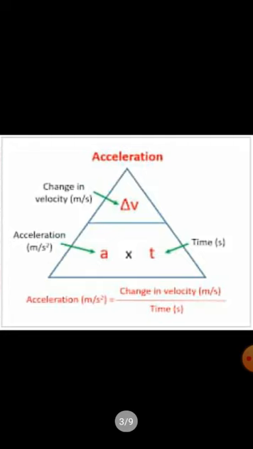Consider the initial velocity of a body as u and final velocity of the body after a time interval t as v. That means the velocity of the body changes from u to v in a time t. Then the change in the velocity is given by v minus u. This change in the velocity, v minus u, is denoted with delta v. Delta denotes a small change in the velocity.